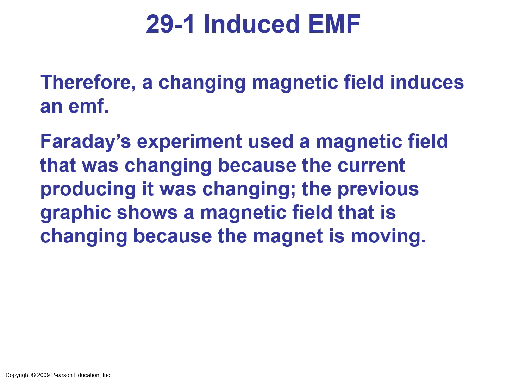Therefore, a changing magnetic field induces an EMF. Faraday's experiment used a magnetic field that was changing because the current producing it was changing. The previous graphic shows a magnetic field that is changing because the magnet is moving.